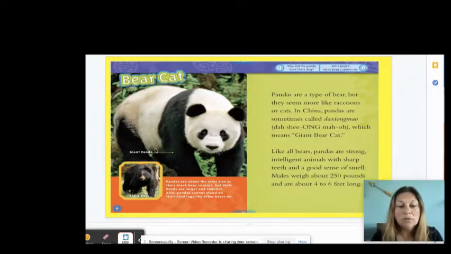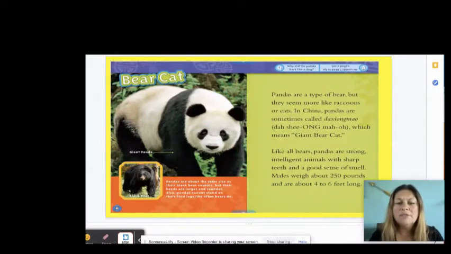Now, also, under the photograph, there's a caption that says pandas are about the same size as their black bear cousins, but their heads are larger and rounder. Also, pandas cannot stand on their hind legs like other bears do.